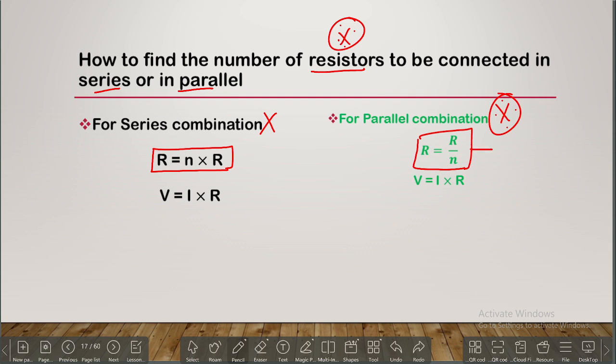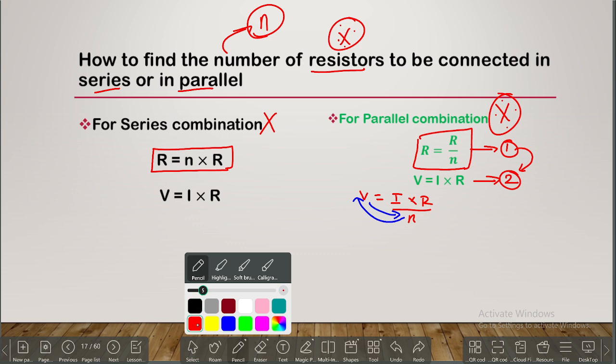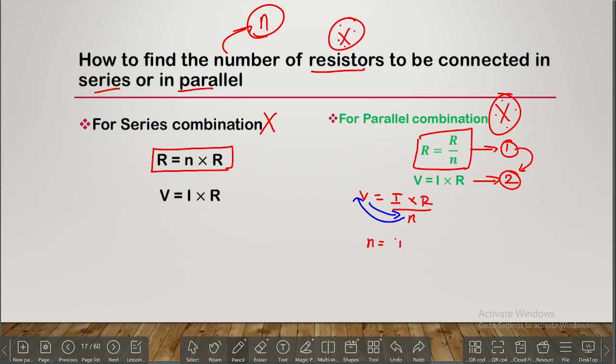So now let's take this as equation number 1 and this as equation number 2. Now what we are going to do is substitute equation number 1 in equation number 2. So what is equation number 2? V is equal to I into R, and the value of R is R by N. The number of resistors, that means N, we are going to find. How will the formula rearrange? N will go over here and V will come and occupy its place. Then you can say that N is equal to I into R by V.